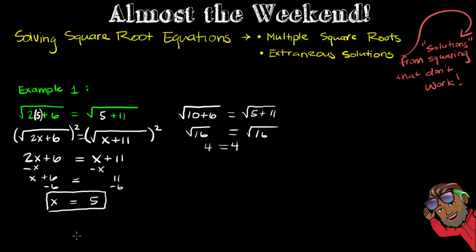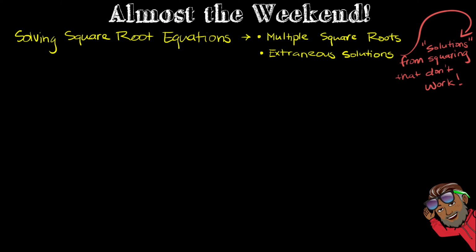Not an extraneous solution, but a solution to the problem. All right, let's try this with another example. Example number 2. So our second example, we have 7 is equal to 23 plus 2 square root of x.